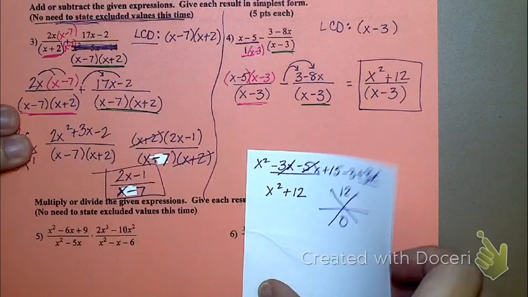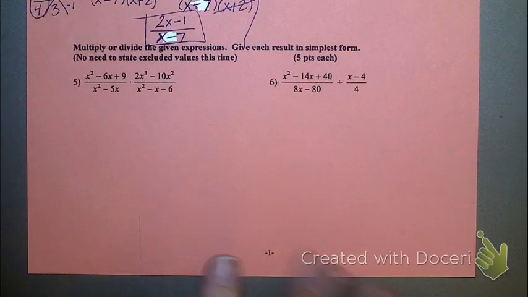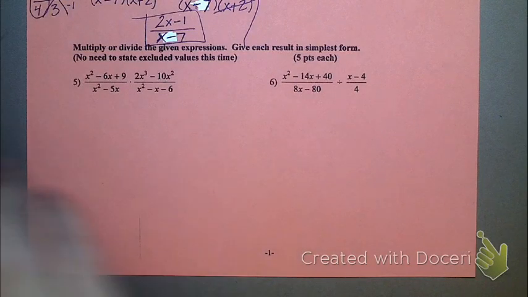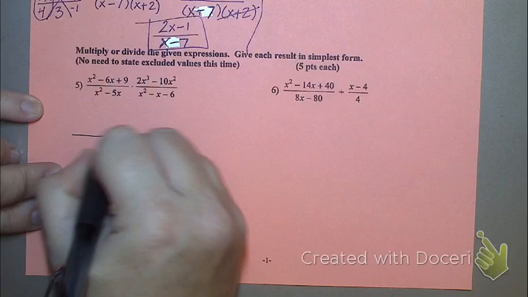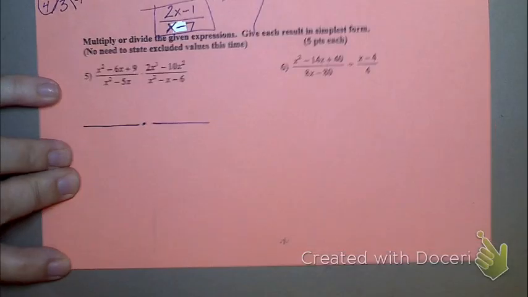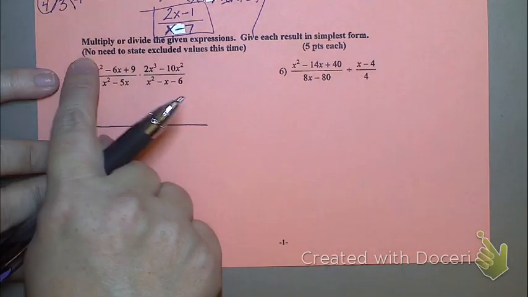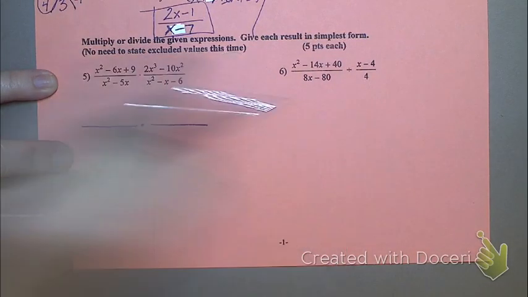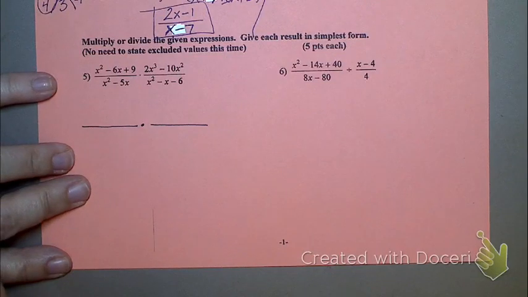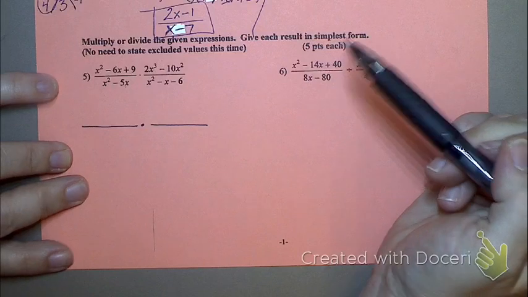All right. Now to the 2 easiest problems on the whole test. Yes? Please tell me you're not going to miss these ones. All right. I have fraction times fraction. No need for LCD here. Do I need to state excluded values? No need to state excluded values. I have fraction times fraction. I just need to factor, and then I can start canceling.